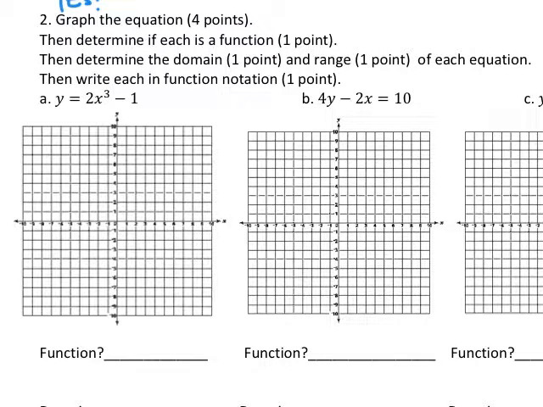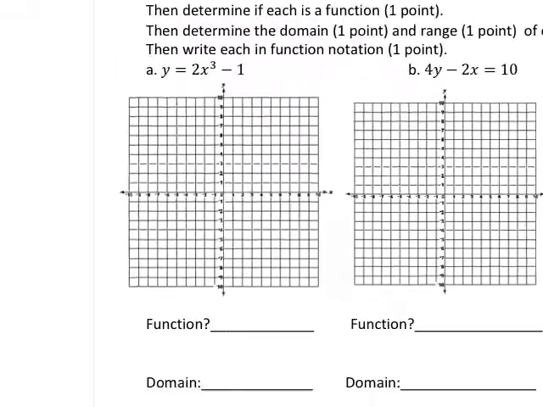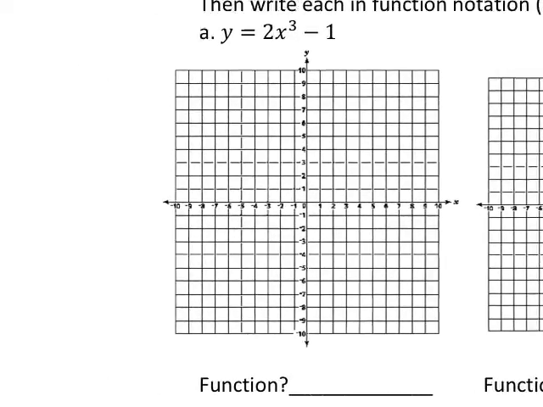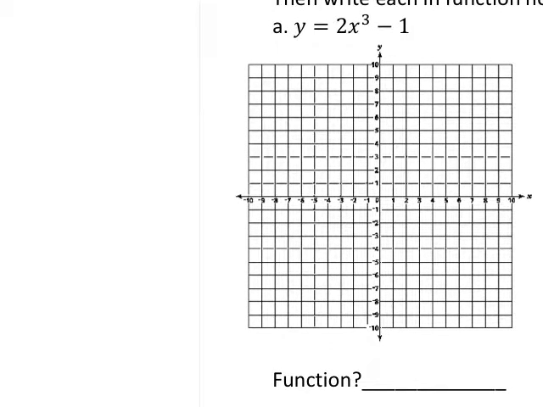Alright, number 2, first thing we're going to do is graph this equation. Then we'll determine if each is a function. Then we'll determine the domain and range, and then we'll write it in function notation. Alright, and it really doesn't matter what order you do these in, as long as you get the answer right, okay? But I am going to do this in the order that's laid out here. So first thing I'm going to do is go ahead and graph this. And hopefully that will help us determine if this is a function or not.